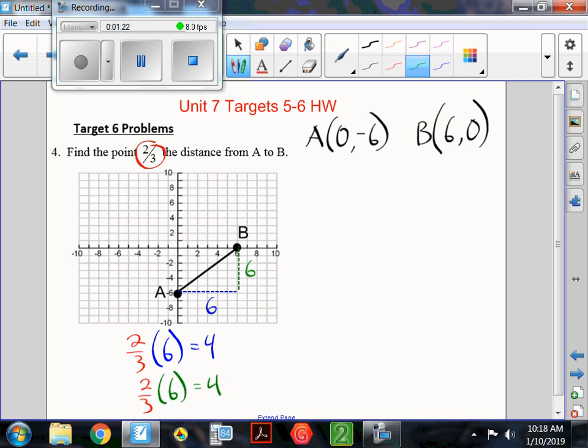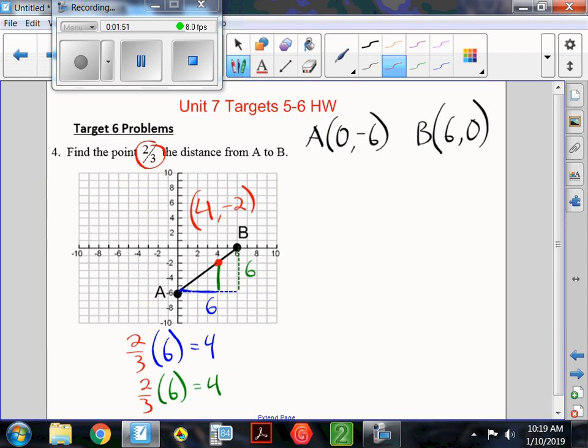So that means if I want to go from A to B, I can go over 4 units and up 4 units. So over 4 and up 4. And my new point is going to be at 4, -2. It'll be 2/3 of the way from A to B. That's how to do it on a graph.